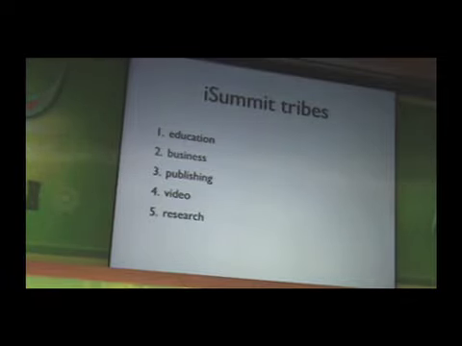We have 5 different tribes, 5 different communities of people that come together at this annual event to look at what these problems are, how we can start solving them, and who we need to bring into the discussion. We have people from the education community, the business community, the publishing community, the video community, and research. And these are echoed in both the English and the Japanese tracks.